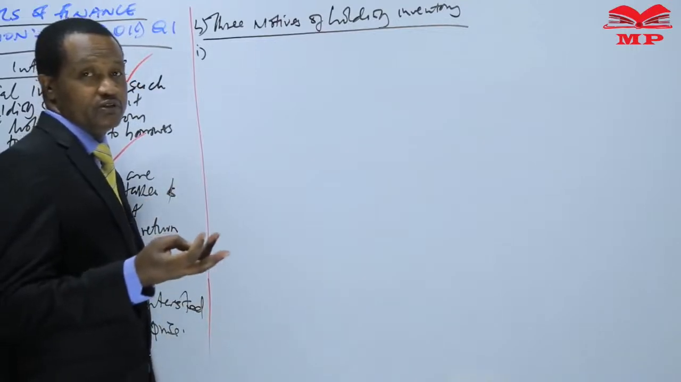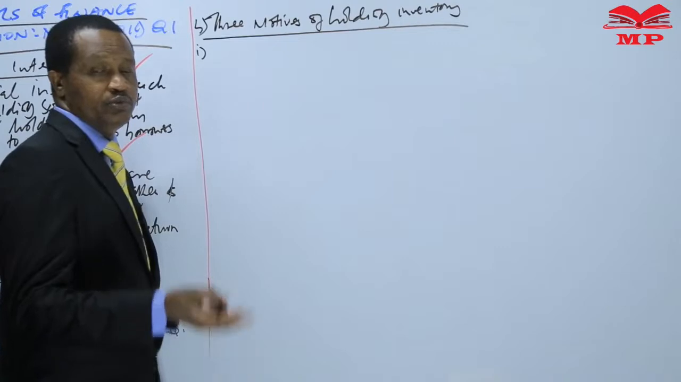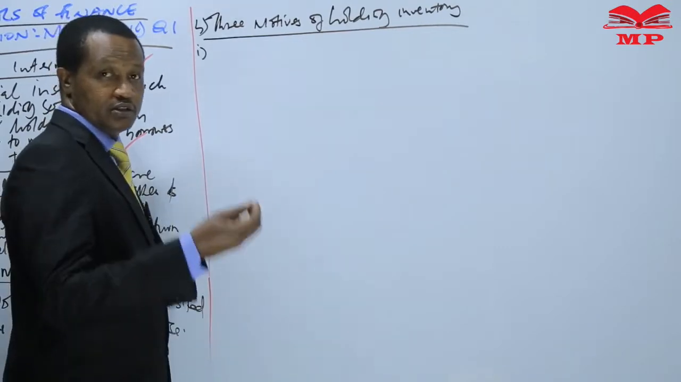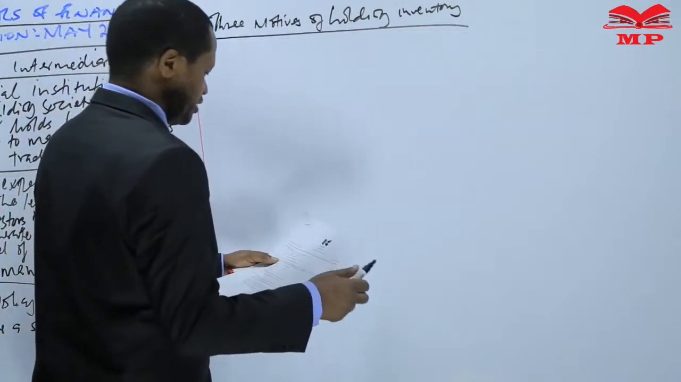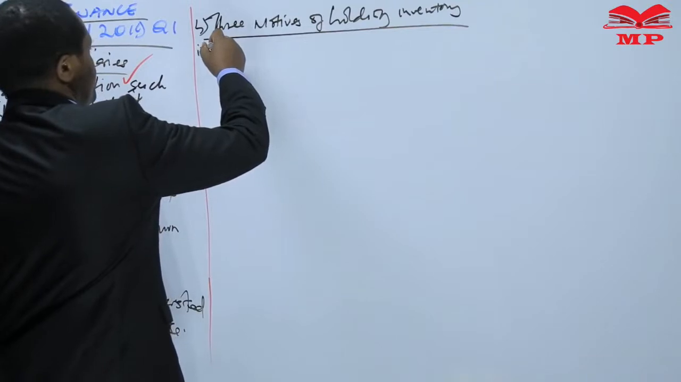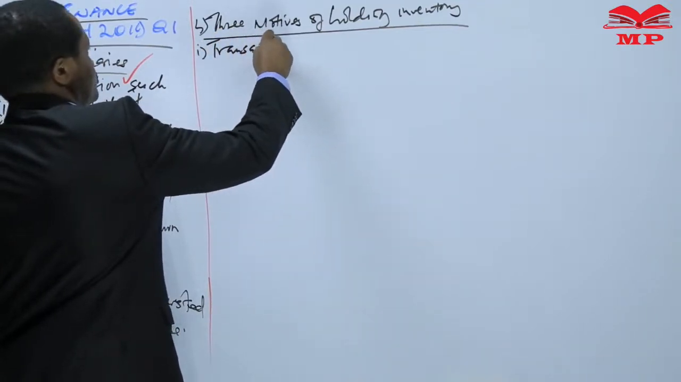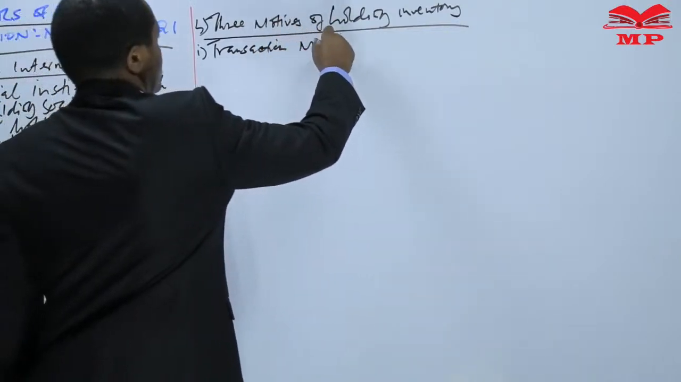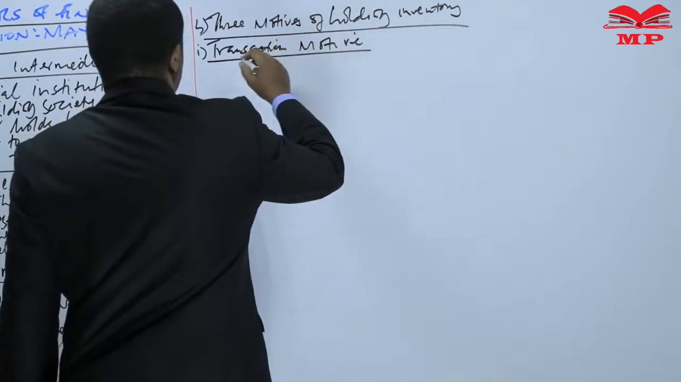Three motives. One, transaction motive. Two, precautionary motive. And three, speculative. So the question is, describe the three motives. The first one, let's begin with transaction motive. What is it all about?